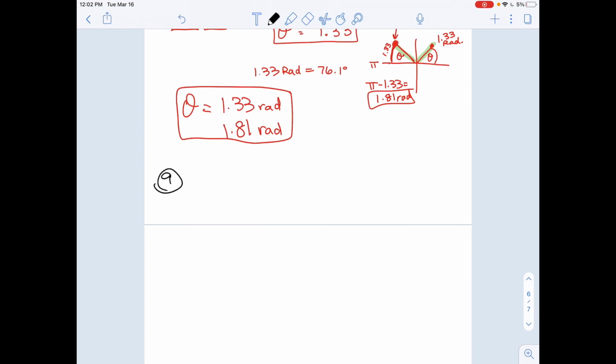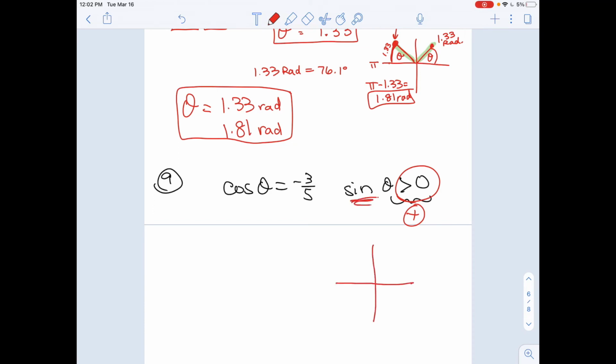So number 9 says find the 5 remaining trig functions of theta, given that the cosine of theta is -3/5 and that the sine of theta is greater than 0. So remember, keep in mind, this greater than 0 business just means it's positive, okay? So they're giving us 2 hints here: they're giving us the cosine function and that the sine of this angle is positive. Okay, so first of all, I need to know where is sine positive but cosine is negative.